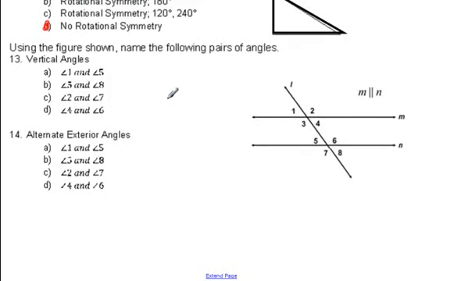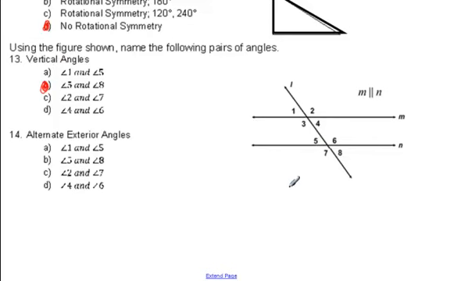Name the following pairs of angles. Vertical angles. Well, we know vertical angles are across each other, right? So let's look at 1 and 5. Here's 1, and here's 5. Are they across from each other? No. Okay, 5 and 8. Here's 5, here's 8. Are they across each other? Yes. There's your vertical angles. And we know vertical angles are congruent. They're exactly the same.